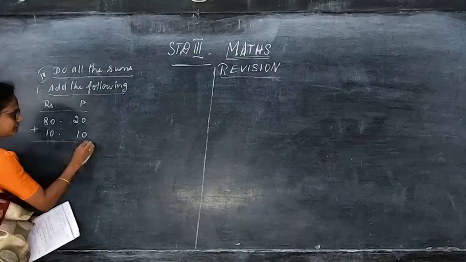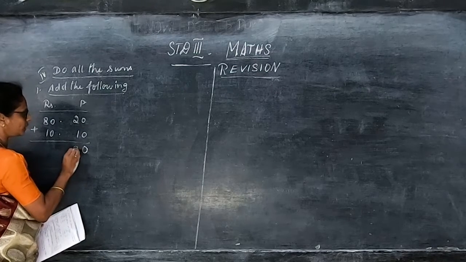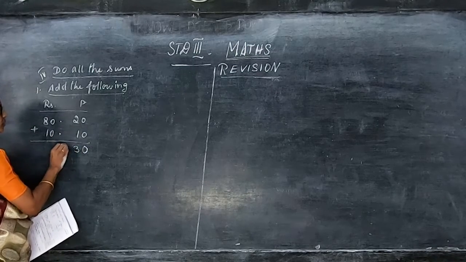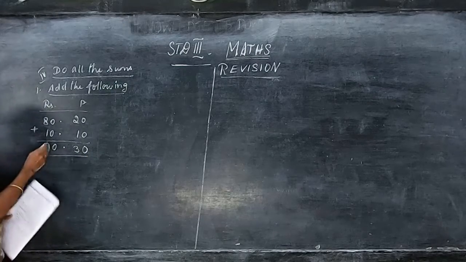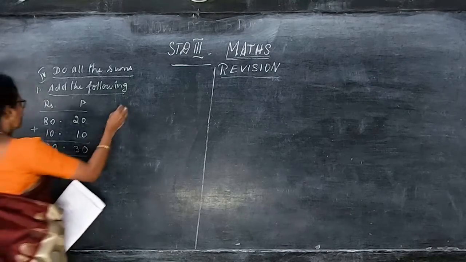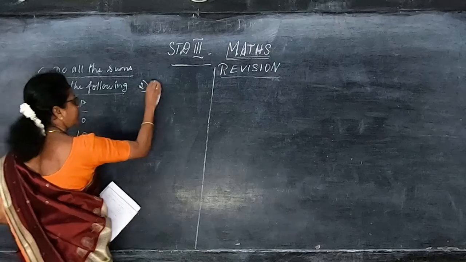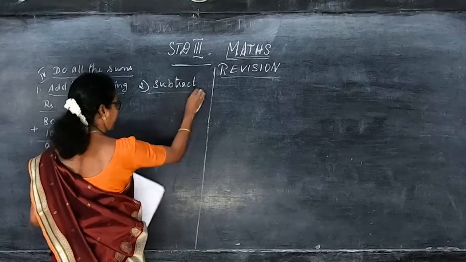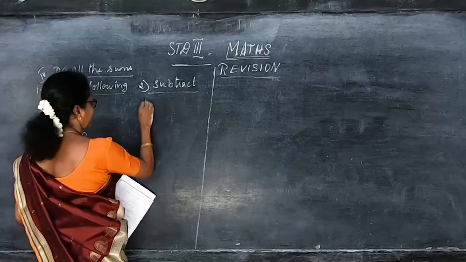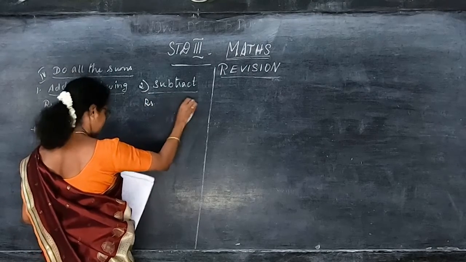So add this: 0, 2 plus 1 is 3, and put the dot for the paise. 0 plus 0, answer is 90. So answer is 90 rupees, 30 paise. Then second sum, subtract. Same thing, rupees and paise.